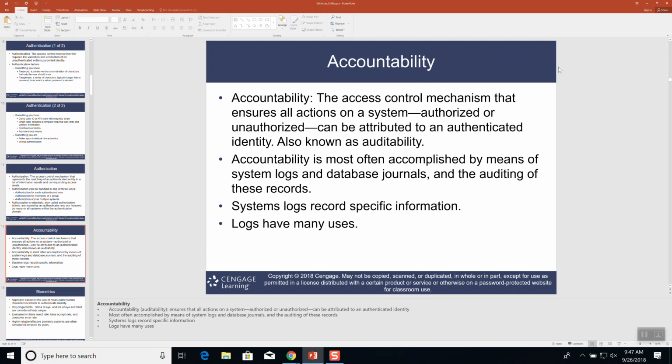Accountability. The access control mechanism ensures all actions on a system, authorized or unauthorized, can be attributed to an authenticated identity, also known as auditability. It means the system logs, database journals, auditing these records. System logs record specific information. Logs have many uses. What would you use a log for?